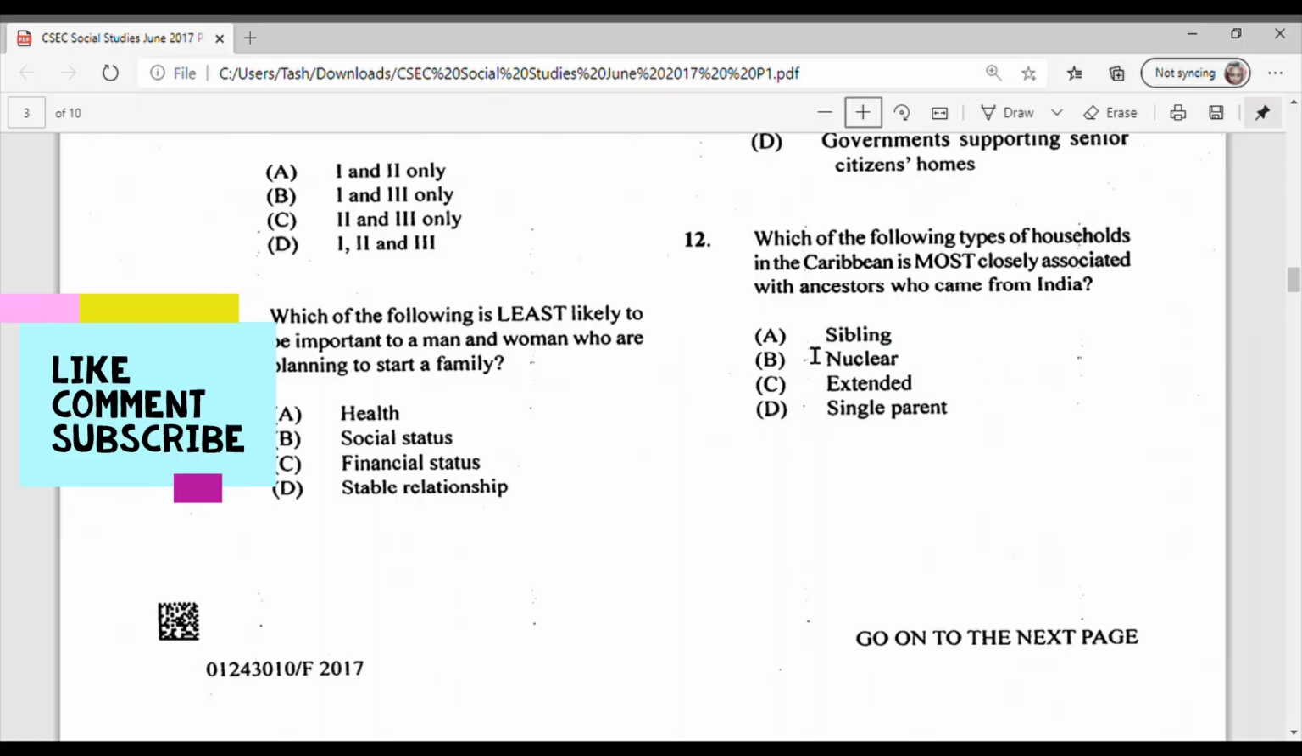So for the one that is most closely associated with ancestors who came from India, if you look around the Caribbean, Indian families usually have more of an extended family type. So for number 12, your answer would have been letter C.